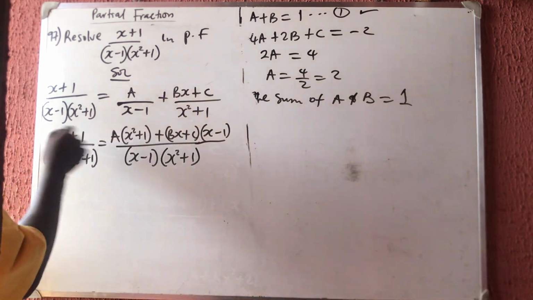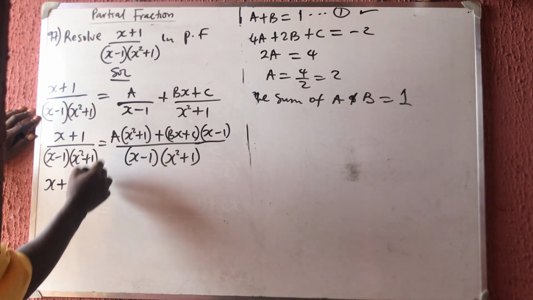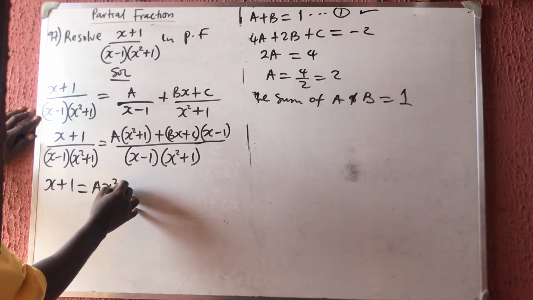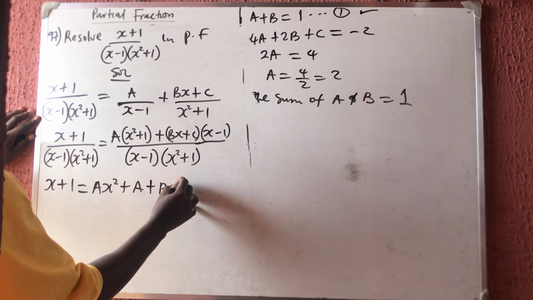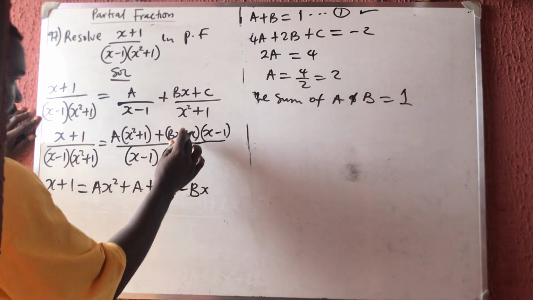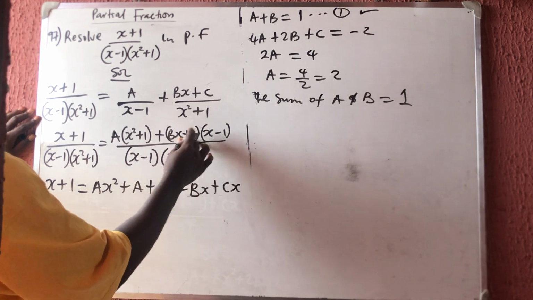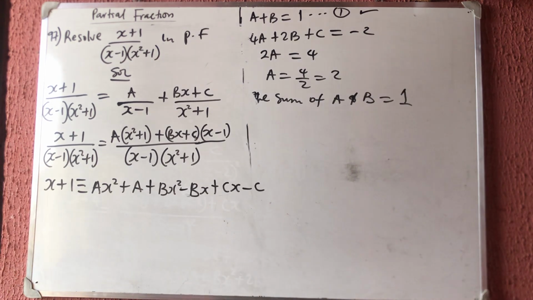Now take care of the denominator. I have that x plus 1 is equal to, open bracket, this times this, ax squared plus A. Then this times this, bx squared, sorry, minus bx, this times this plus cx, this times this minus c. Now if I put equivalents and compare, let's go.